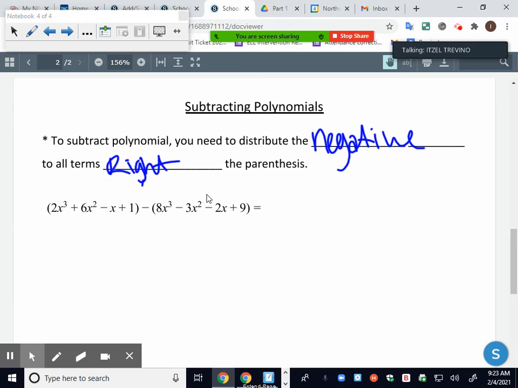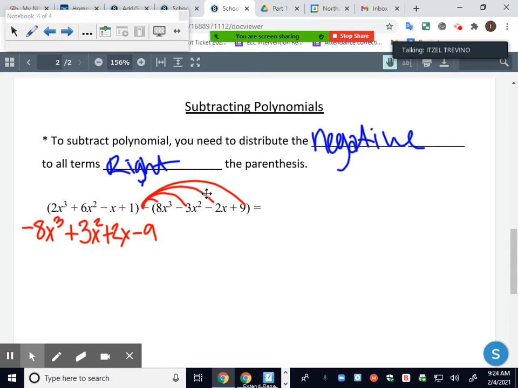Whenever we are subtracting, it is a lot easier if we just go ahead and do it as a column on top of each other. Okay? And I'll show you why. So I'm going to go ahead and distribute this negative to everything, and I'm going to rewrite it underneath the left side. So negative 8x cubed. Okay. And I have negative times negative, that's positive 3x squared. Negative times negative is positive 2x. And then I have minus 9.